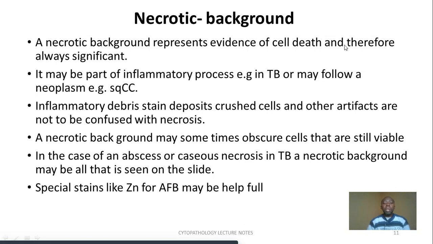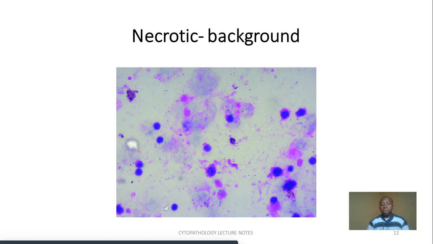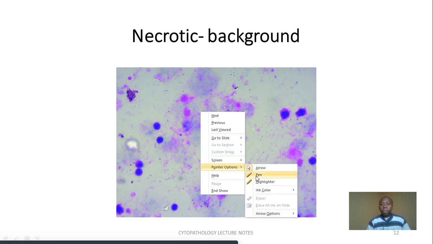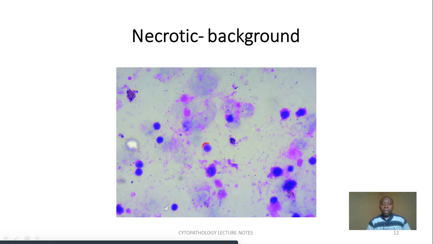So in the case of abscess or caseous necrosis in TB, a necrotic background may be all that is seen in the slide. Special stains like ZN for acid fast bacilli may be helpful to conclude on what the cause of necrosis could be, because when we stain, we will see the bacilli in the background. So here we have an image which is representative of a necrotic background, and in this, if I can put my pointer back, we can see a number of lymphocytes. So we have the lymphocytic background here.